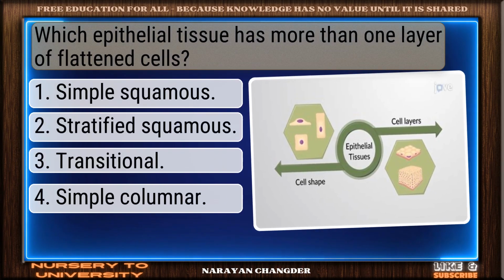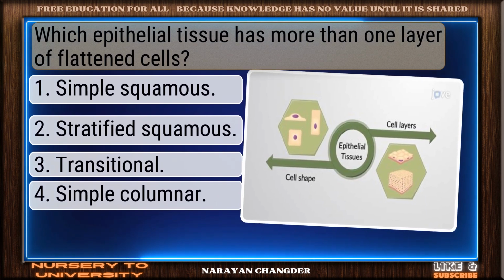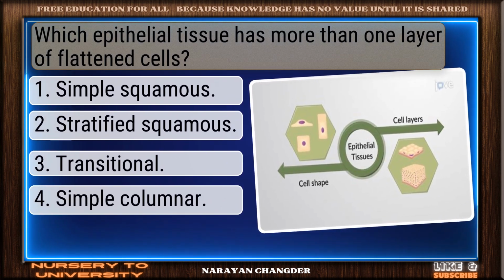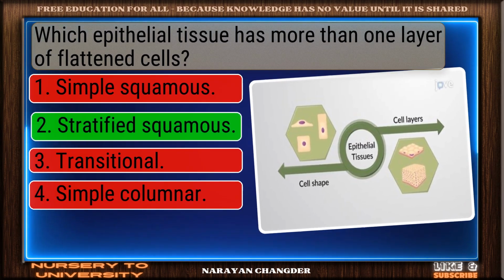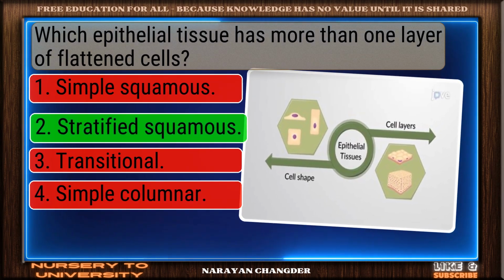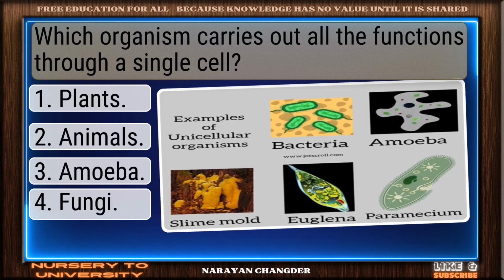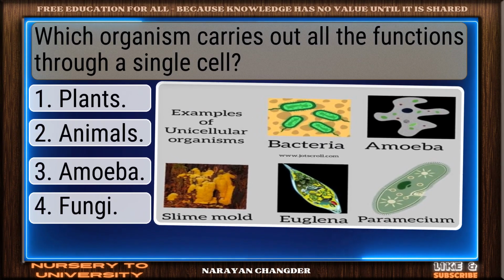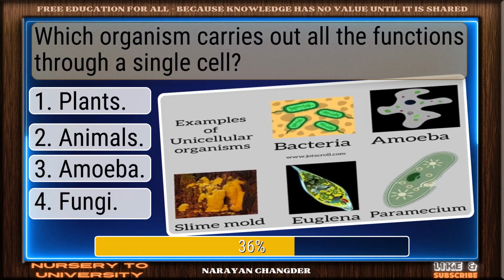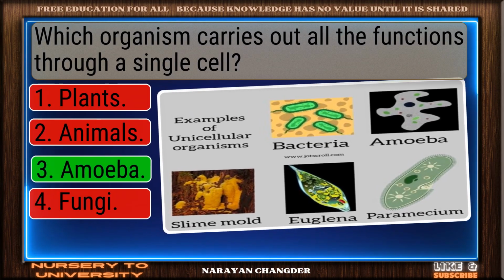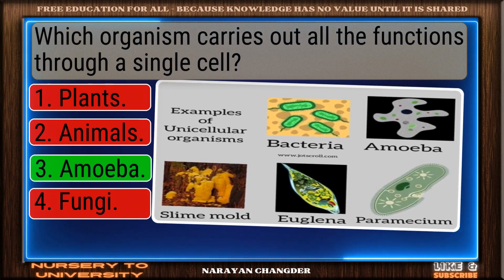Question number 40. Which epithelial tissue has more than one layer of flattened cells? Good thinking. Stratified squamous is the right answer. Question number 41. Which organism carries out all the functions through a single cell? Right again. Amoeba is a valid answer.